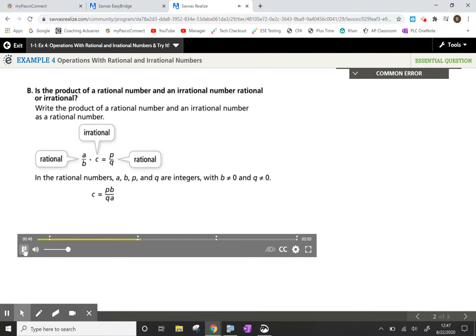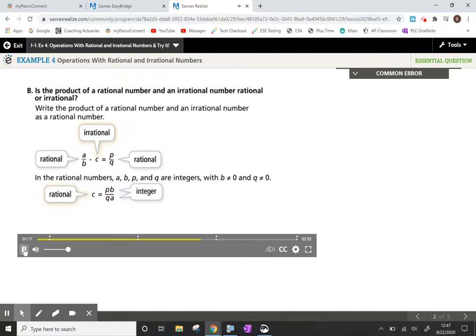P, B, Q, and A are integers. The product of two integers is an integer. So P times B is an integer and Q times A is an integer. Because P times B is an integer and Q times A is an integer, C is the ratio of two integers. So C is a rational number. Since we started with C as an irrational number, now C is both rational and irrational.